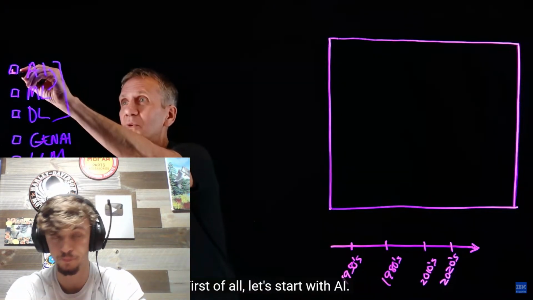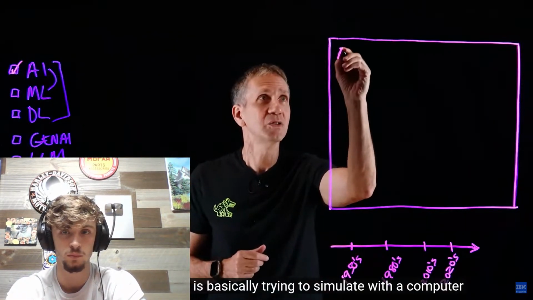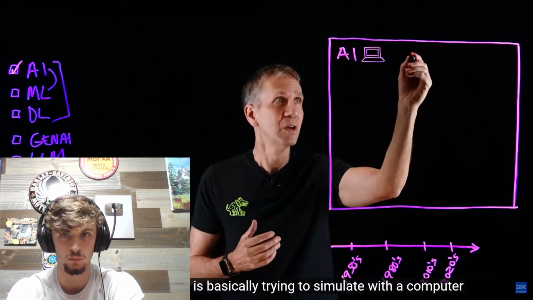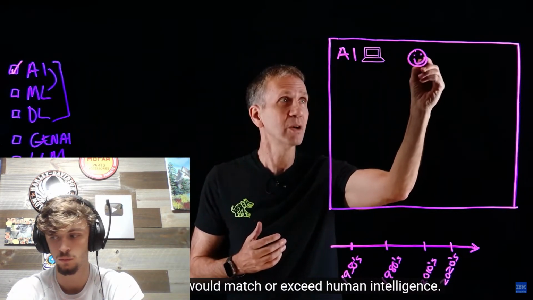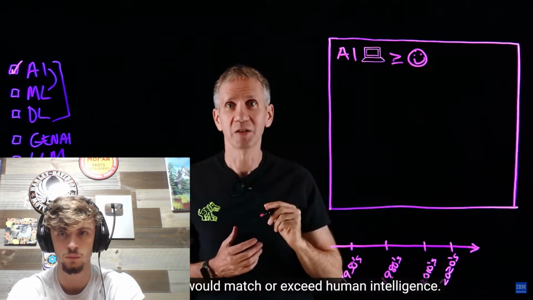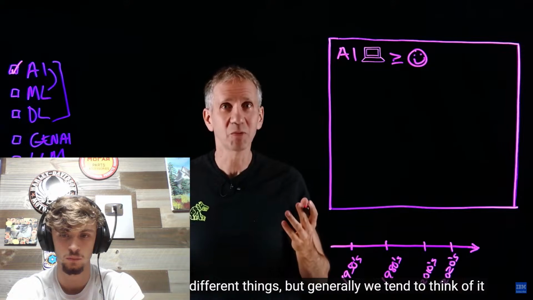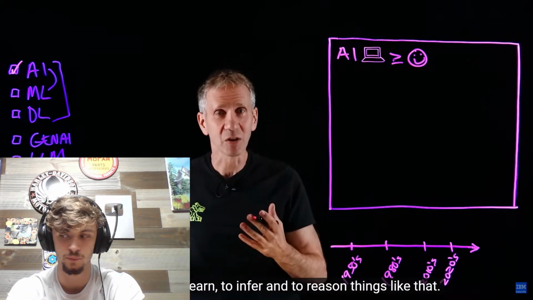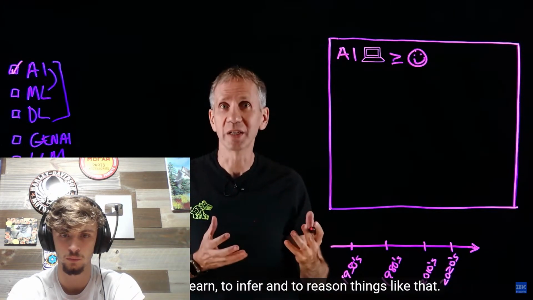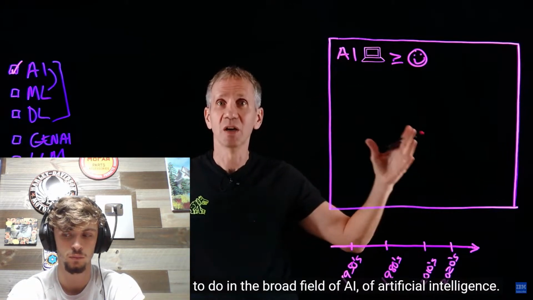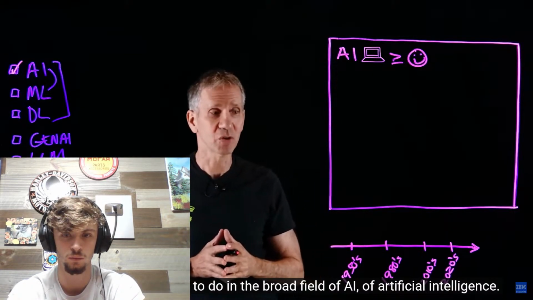First of all, let's start with AI. Artificial intelligence is basically trying to simulate with a computer something that would match or exceed human intelligence. What is intelligence? Well, it could be a lot of different things, but generally we tend to think of it as the ability to learn, to infer, and to reason, things like that. So that's what we're trying to do in the broad field of AI, of artificial intelligence.